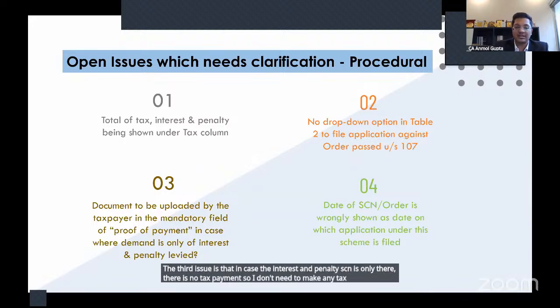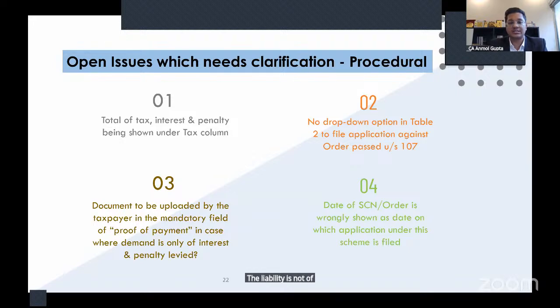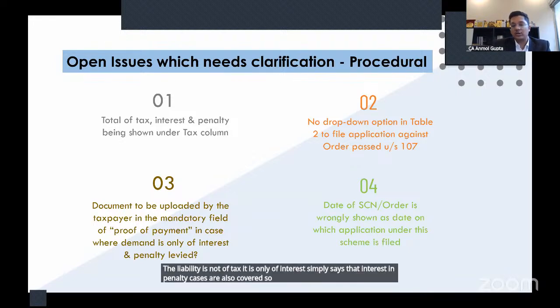But while filing the application, uploading the proof of payment is a mandatory field. So in that case, what document is required to be uploaded by the taxpayer? Because the liability is not of tax, it is only of interest and penalty. A circular simply says that interest and penalty cases are also covered. So I don't need to make any tax payment. In that case, how will I be able to upload any proof of payment?